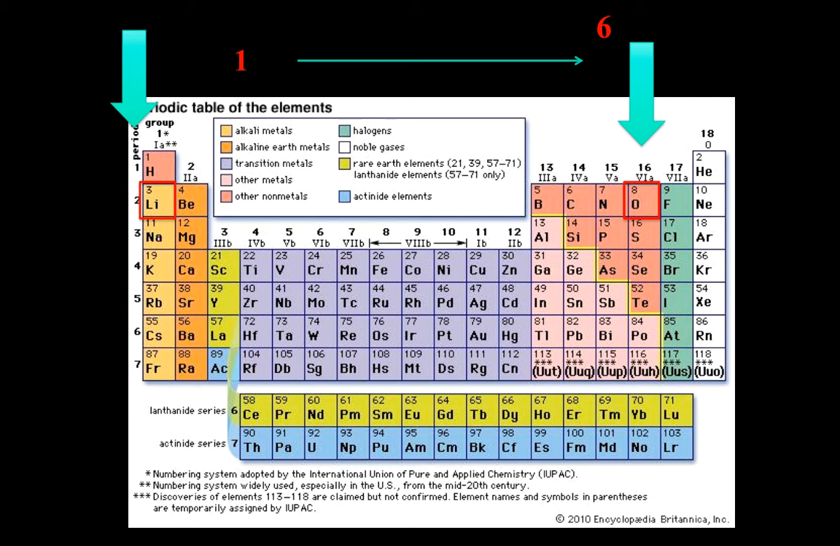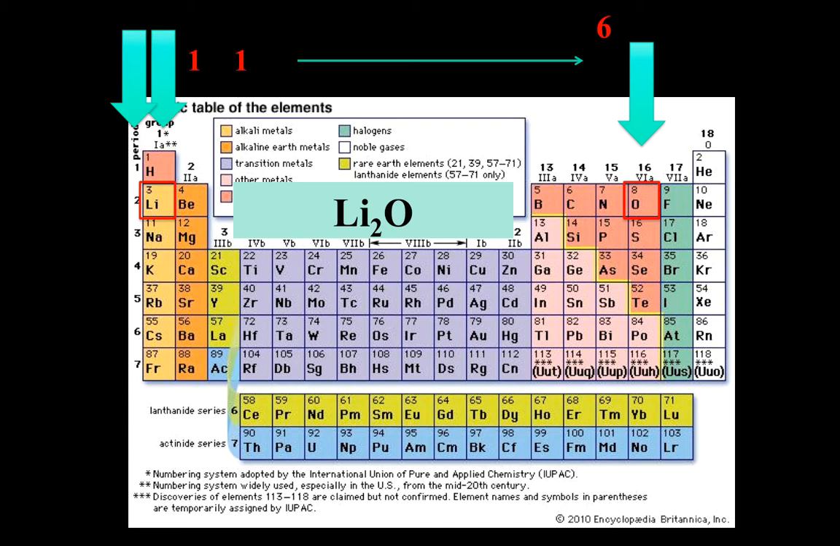But if lithium gives up 1 electron to oxygen, that's still not enough. We're trying to get to 8. So you're going to need one more electron or one more atom of lithium. And in this case, you're going to make something called lithium oxide, Li2O. The 2 refers to 2 atoms of lithium and 1 of oxygen. And this is going to be true for all atoms in group 1 and group 16. Whenever they combine, you're going to have 2 atoms from group 1 and 1 atom from group 16.